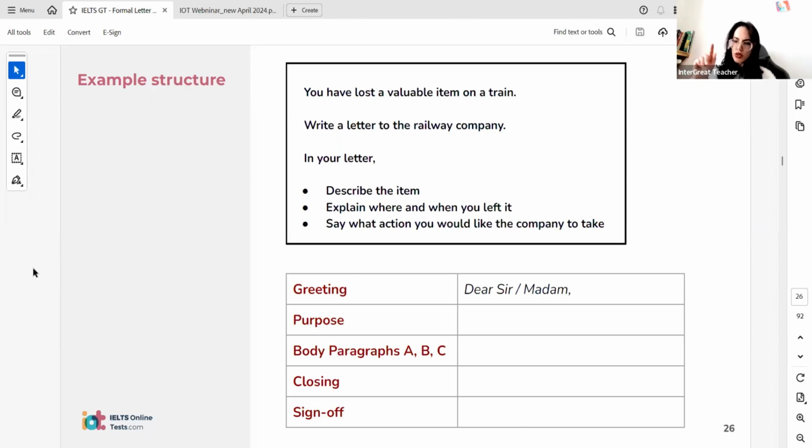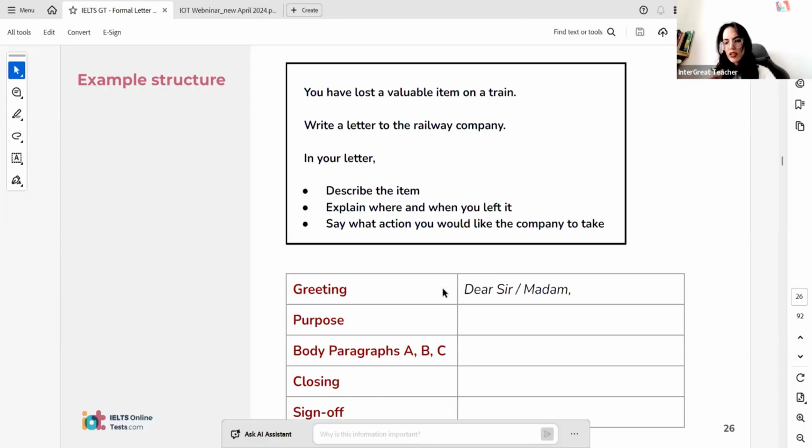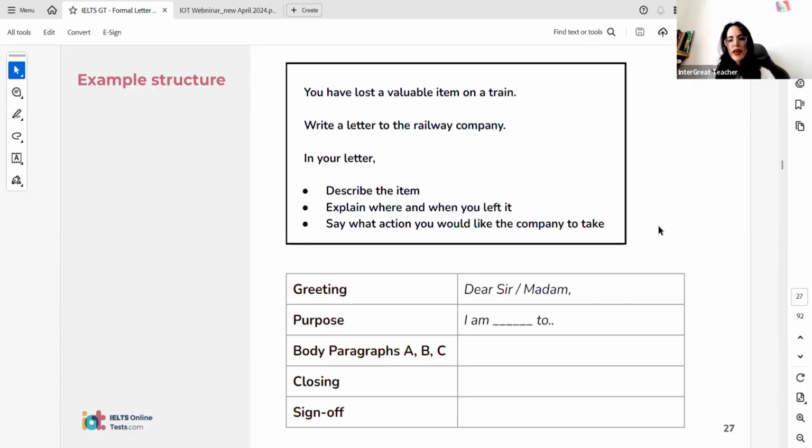No, we don't need a subject because we're writing a letter. Sometimes it slips out of my tongue that I say email, but technically it's not an email. Anyways, dear sir or madam is my greeting. Then purpose. How can I state my purpose? Obviously, why I'm writing. I shouldn't waste people's time. They should know why I'm writing right at the beginning.